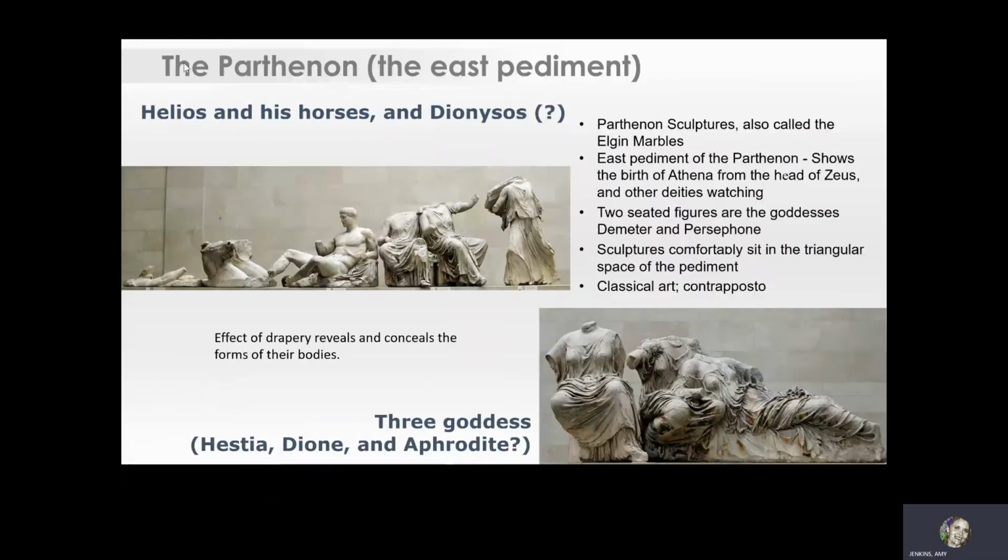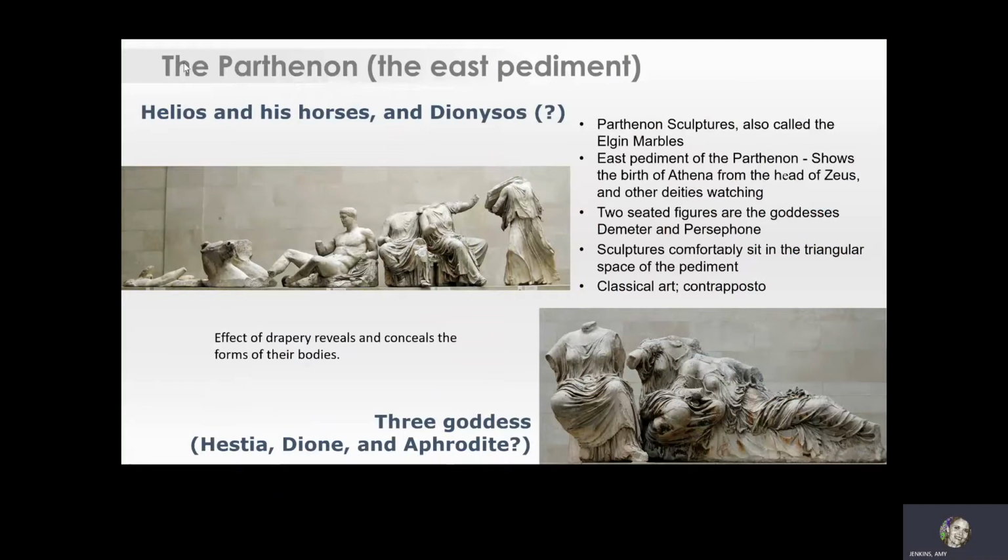The Parthenon, this is the east pediment, Helios and his horses, and Dionysus. Parthenon sculptures are also called the Elgin marbles. The east pediment of the Parthenon shows the birth of Athena from the head of Zeus and other deities watching. The two seated figures are the goddesses Demeter and Persephone. Sculptures comfortably sit in the triangular space of the pediment.